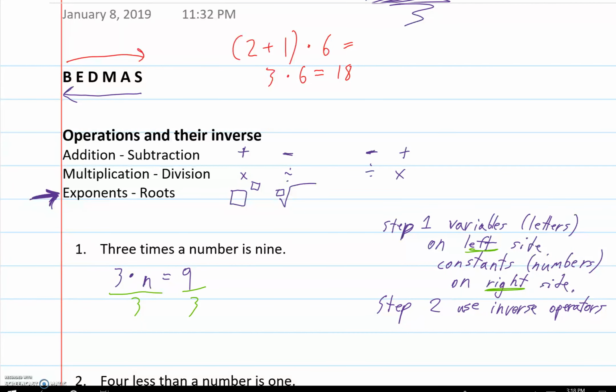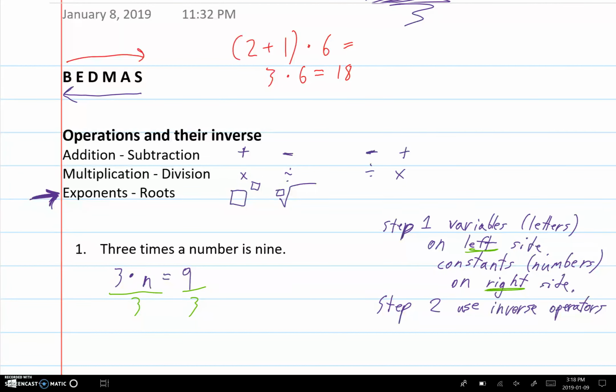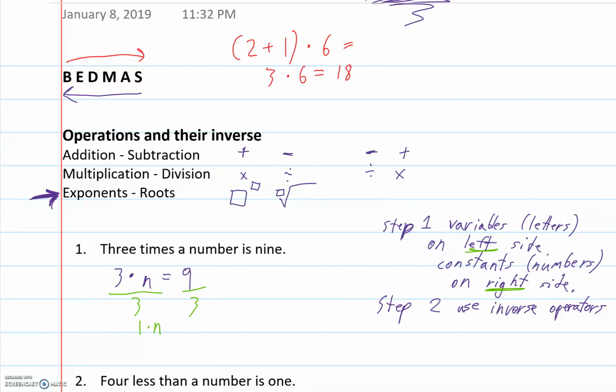If we do it to one side, do it to the other. Then we're left with 3 divided by 3 is 1. So 1 times n equals 9 divided by 3, which is 3. And 1 times anything is just whatever it was before. So it's just n. What happens is the 3's cancel out. I'm showing you why we are getting rid of the 3: it's because we're dividing by 3. That is all the work I need to see for that question.